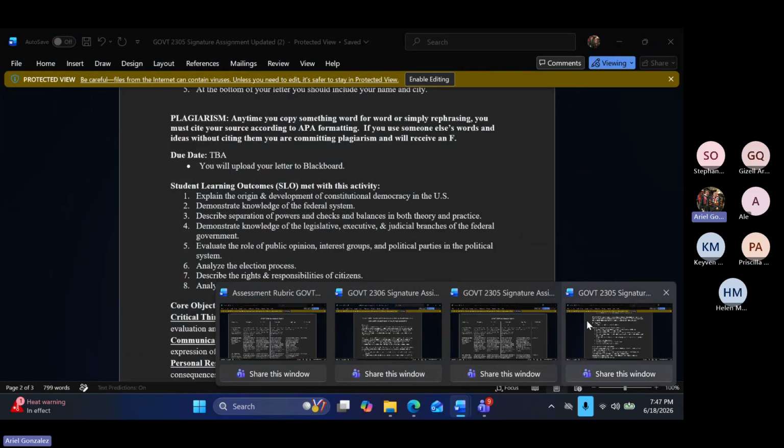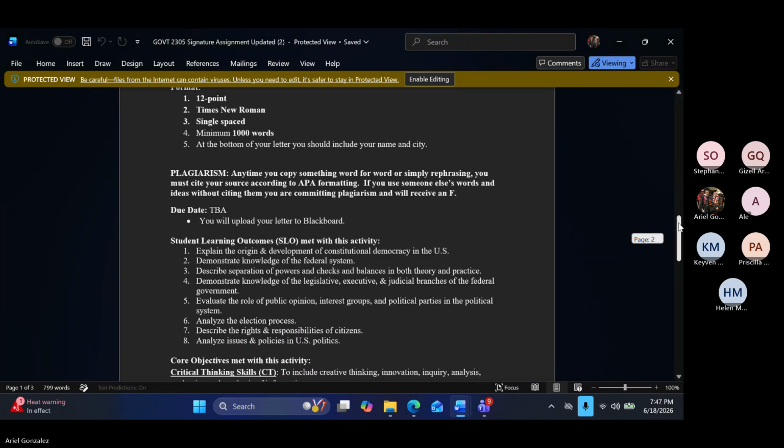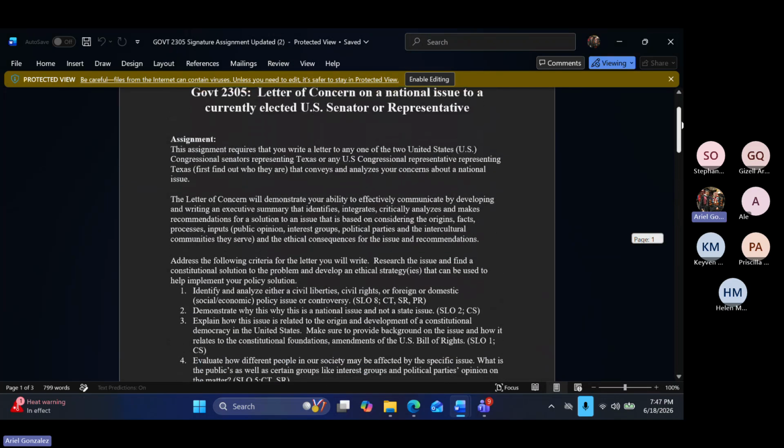Okay, so for federal, and like I said, both of them are the same, you're going to write a mock letter. For federal, you're going to write to either of the two sitting U.S. Senators that represent Texas. That would be either Ted Cruz or John Cornyn. John Cornyn's on his way out because he lost the primary to Ken Paxton, so there is going to be a new senator. I don't think Cornyn's going to run as an independent.